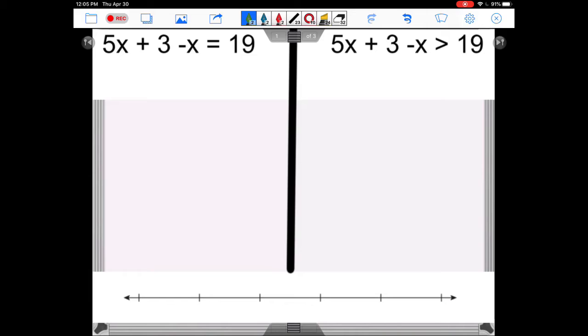And then we'll go down to the bottom here at the end and we'll go ahead and graph these just to review how to plot these on a number line. So let's start with the equation on the left. Should be mostly a review.